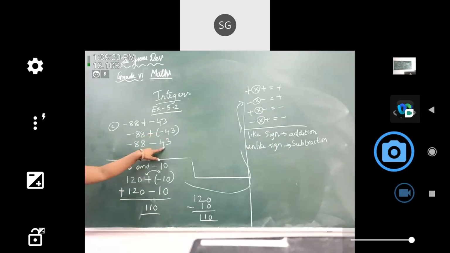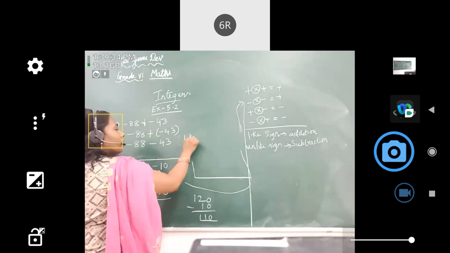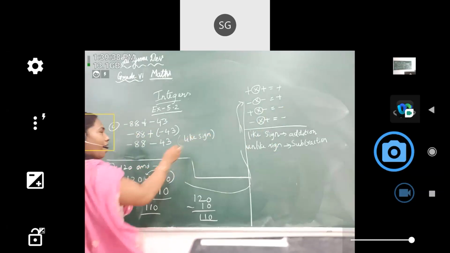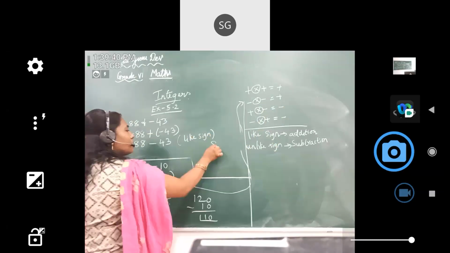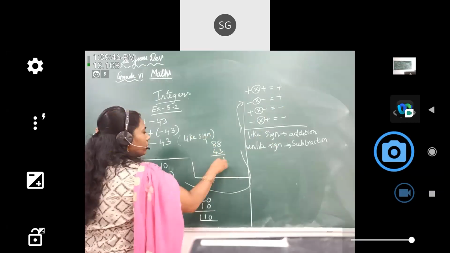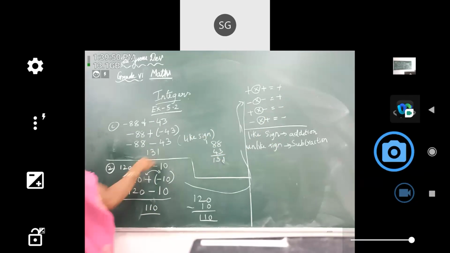See, now I have two integers, minus 88 and minus 43. What should I do now? Ma'am, since they are like sign integers, they have to do addition, ma'am. Very good. They are like sign, so I have to add. Add the absolute values 88 and 43. One hundred and thirty-one, ma'am.